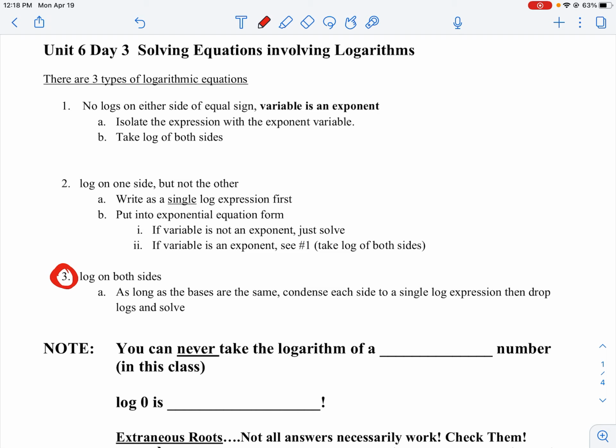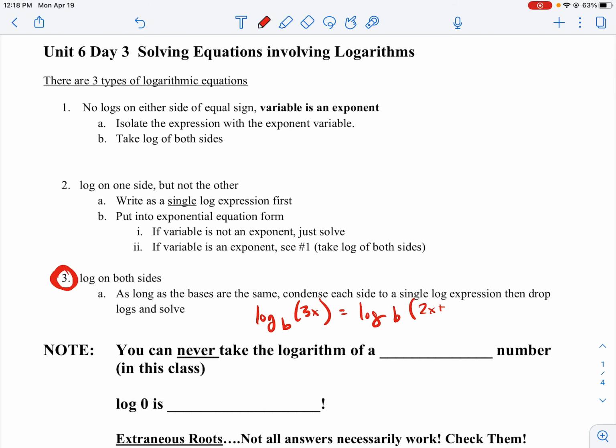So this one's the easiest in the sense that just like when we had, let me write it out here. Okay, if you go back to our exponents unit, and we had something like this, right? And I said, okay, once we have the same base, what do we do? We drop the base, and then we solve for x, okay? Same sort of thing applies here.